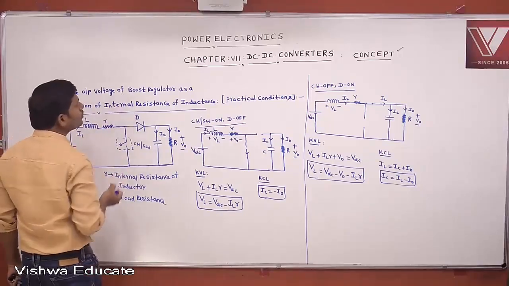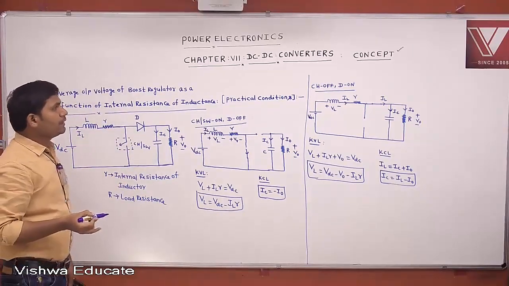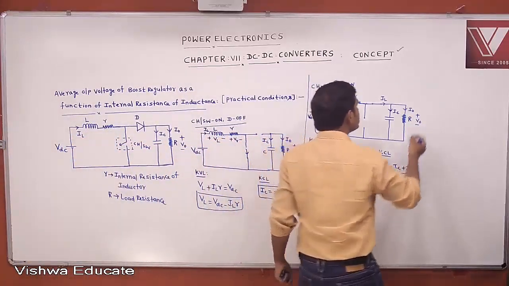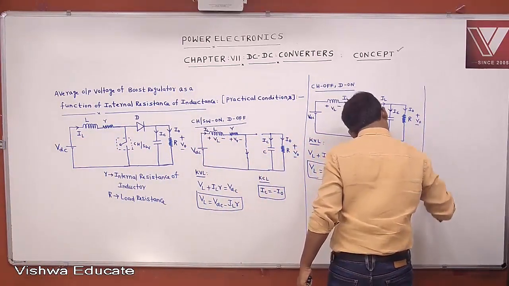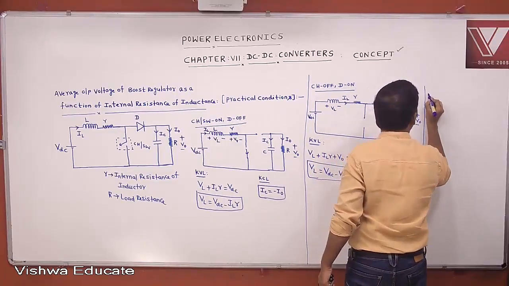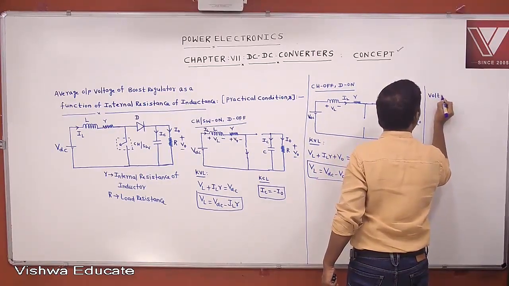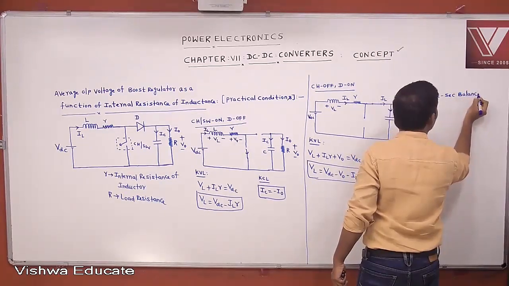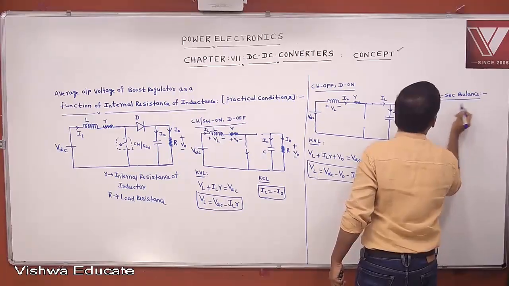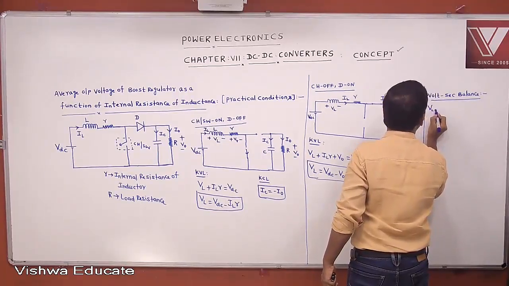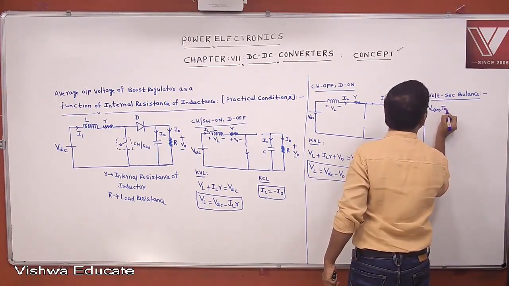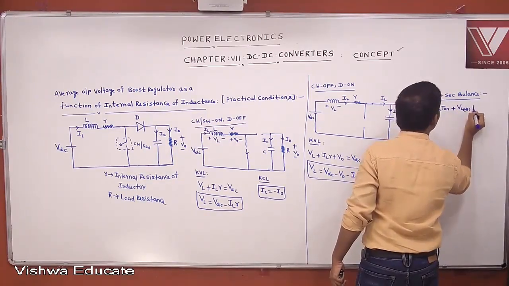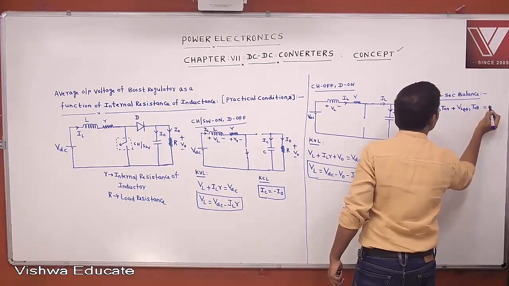To derive the average output voltage of boost regulator, you go for volt second balance and ampere second balance. The first one is to apply volt second balance. According to volt second balance, can you tell me: VL on into T on plus voltage across the inductor in off state into T off is equal to 0.